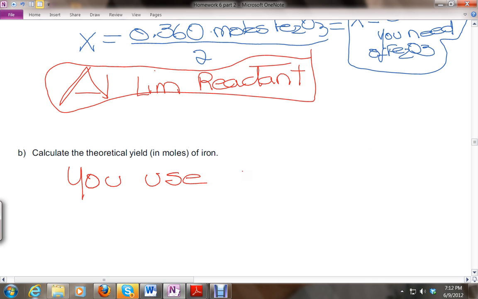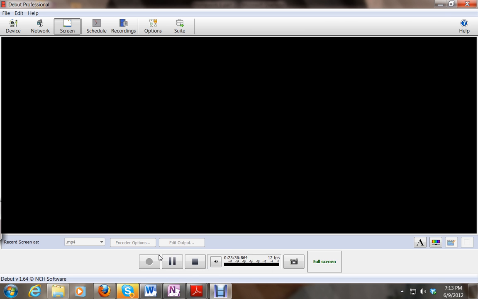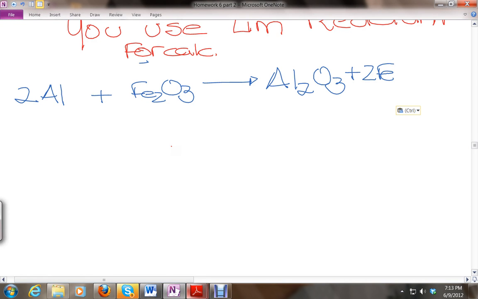Use the limiting reactant for your calculation. For your calculation. Okay, let me copy and paste the equation again.